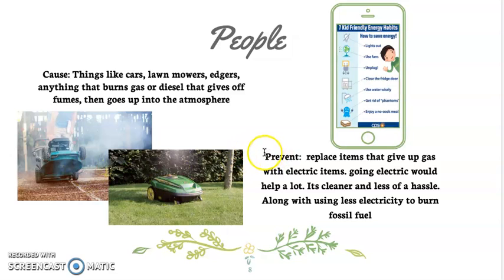And how do we prevent it? We have to replace items that give off gas. We have to use more electric items and battery operated items. An example of a solution here would be a battery operated lawnmower. Another way to prevent it would be to use less electricity, because some of our electricity is made by burning fossil fuel.